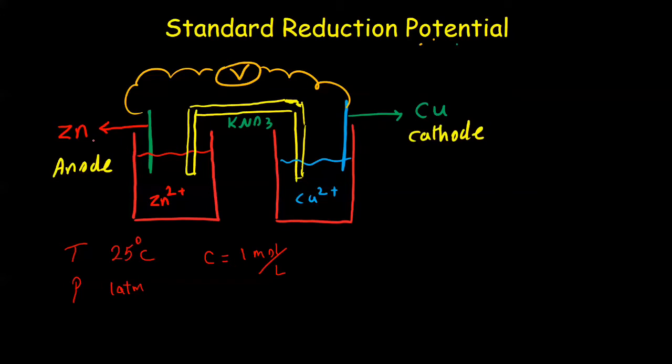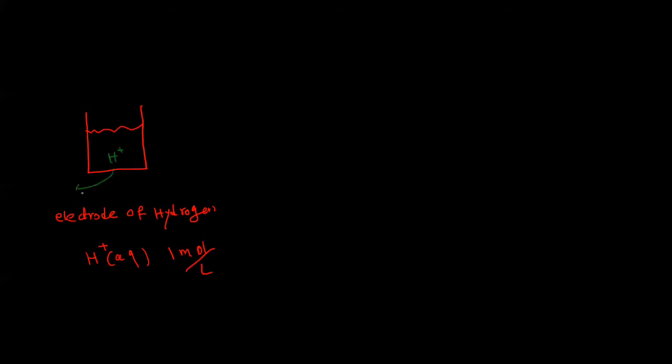If I have one container like a beaker, and because I want standard condition and an electrode of hydrogen, definitely my solution should be a solution of H+. Because it's a standard condition, it should be 1 mole per liter. So I need a solution of H+ here, whose concentration is 1 mole per liter.